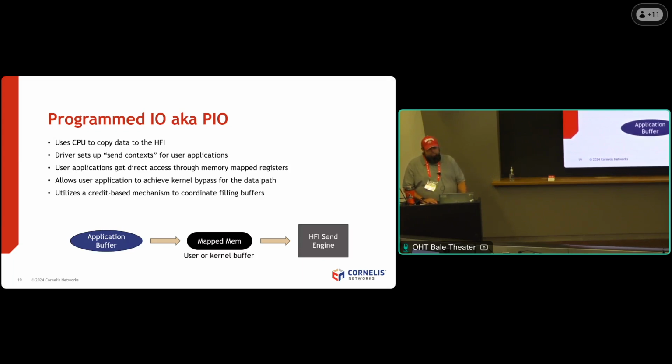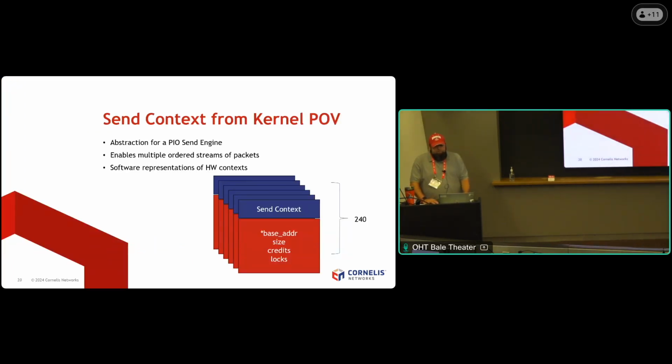There is a credit-based mechanism that is used to be able to know when a packet has been sent and when it's okay to overwrite what's in the send buffer. So the user and the hardware work in concert to be able to know when that packet has launched. From the kernel's point of view, which is setting this thing up, the send context is just an abstraction for the send engine, which is on the hardware.